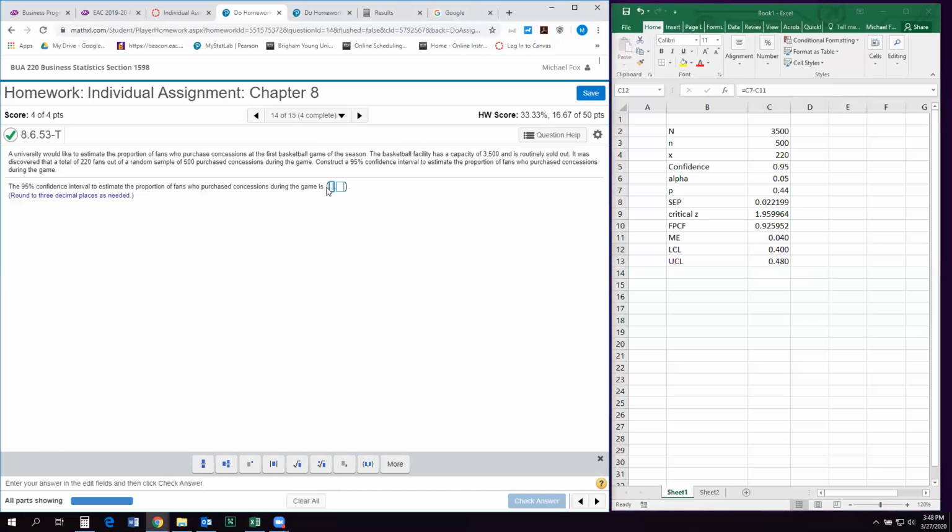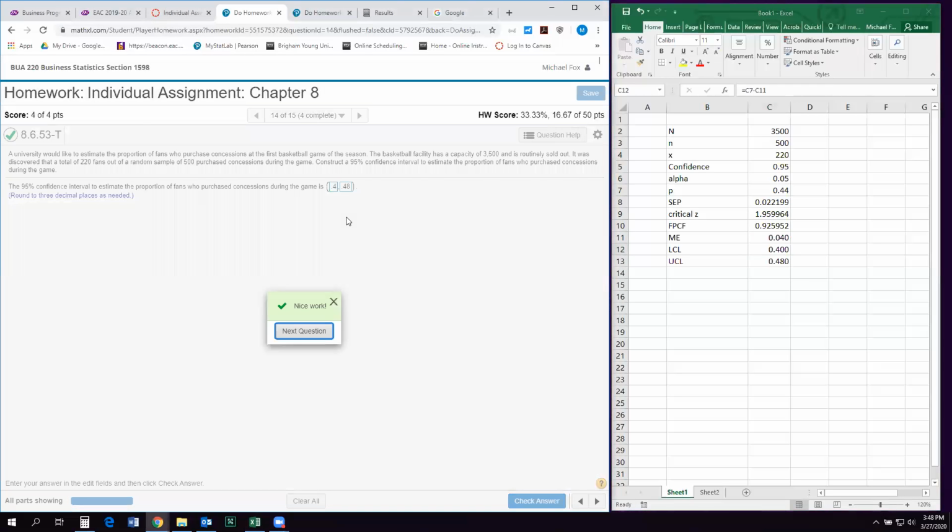So we're going to have 0.4 to 0.48. So what that means is we are 95% confident that between 40 and 48% of fans are buying food at the concession stand. And that's it for that one.